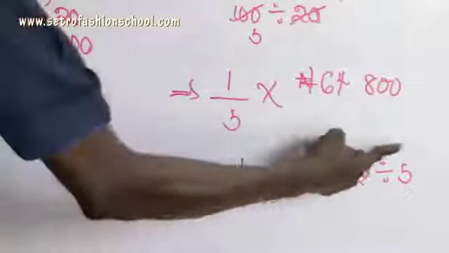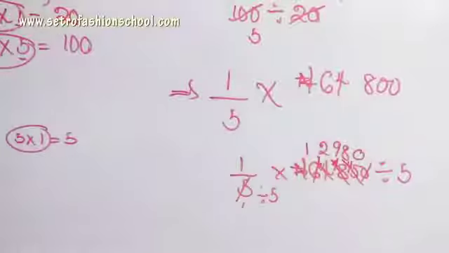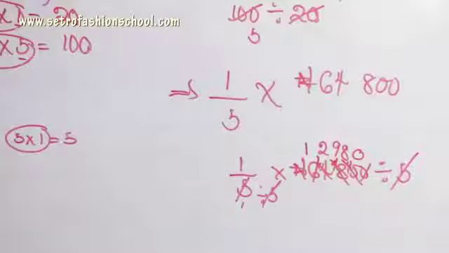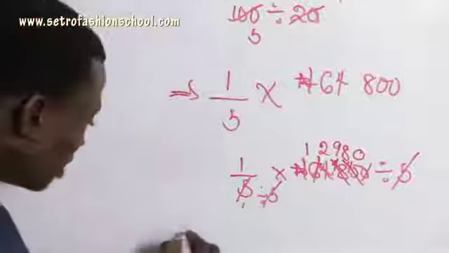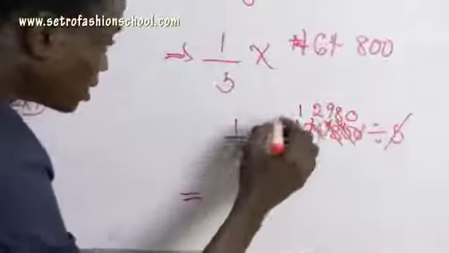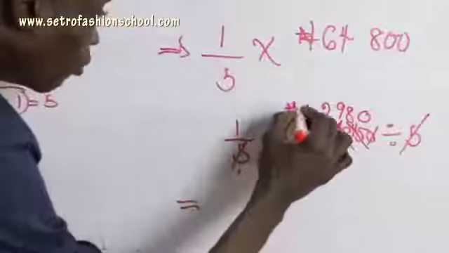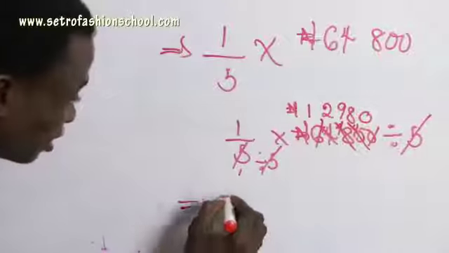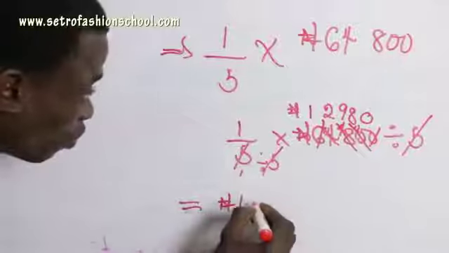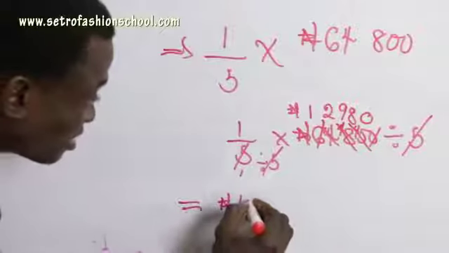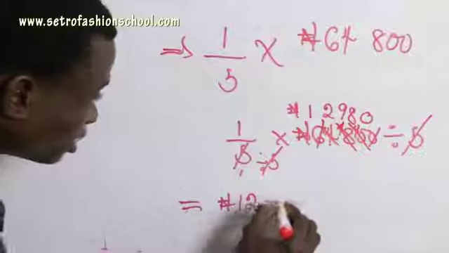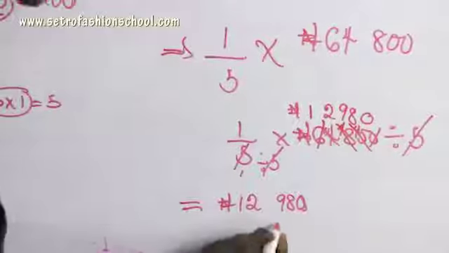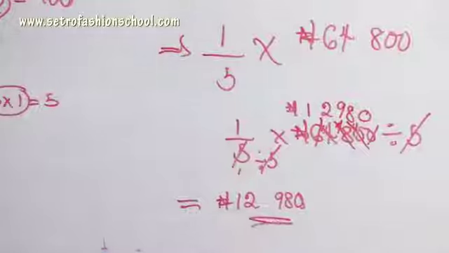Now, check them out. Don't forget, slant this and slant this. You don't need them anymore. Now, what you have here now is what? Don't forget your NERA. Your NERA must come up. Now, the number that you have just calculated will be 12,980. So, which means this is our final answer.